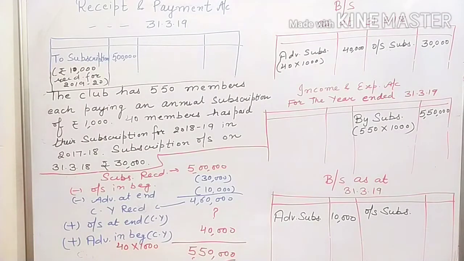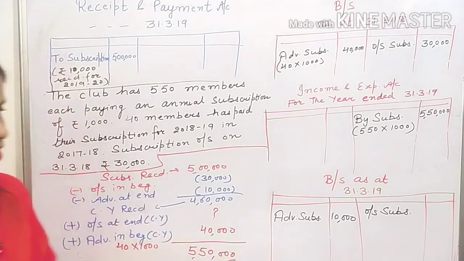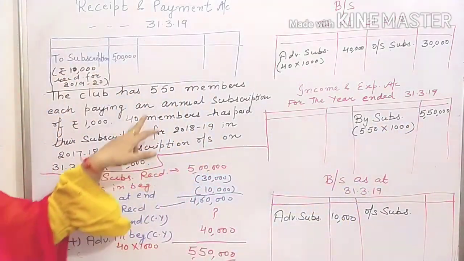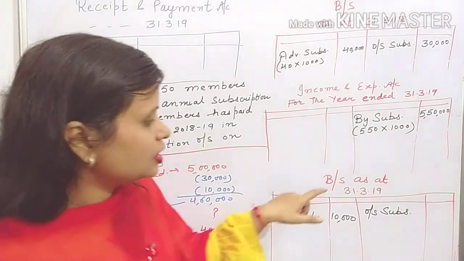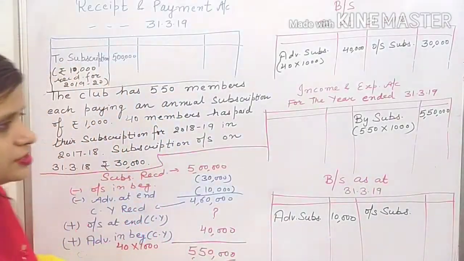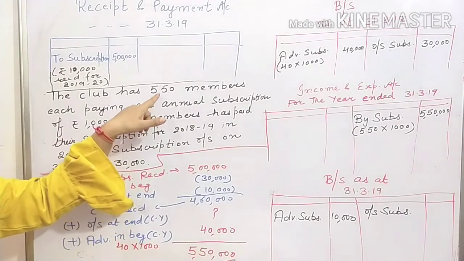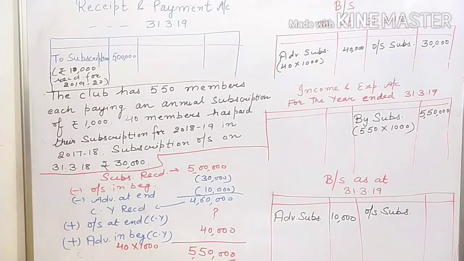Now, while preparing income and expenditure, just you have to do one thing: multiply members by their annual subscription. Like we have 550 members with annual subscription of 1000, so here 550 multiplied by 1000, it will be 5,50,000. And in case monthly subscription is given, then you will multiply 550 multiplied by 12 multiplied by monthly subscription. Then opening and closing balance sheet.